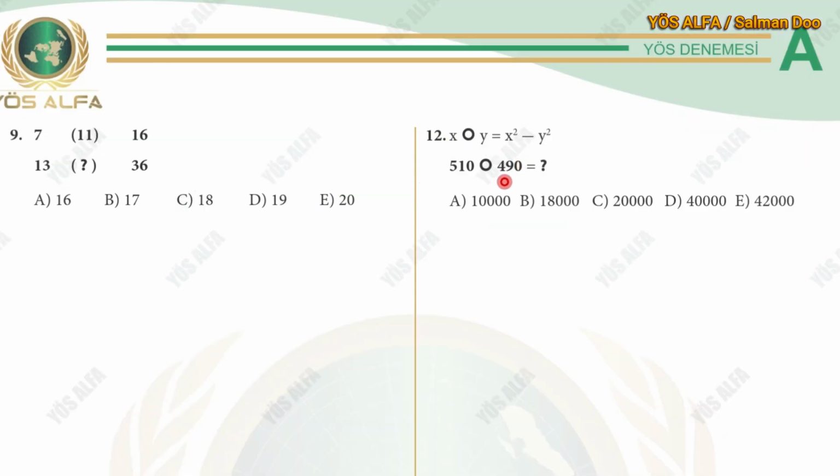XY operation is given. This one is asked. X squared minus y squared is the same as x plus y times x minus y. Since x is 510 and y is 490, the sum makes 1000. And x minus y, the difference between these two, 510 minus 490 is 20. Okay, we have 20,000 as a result. The answer is C.